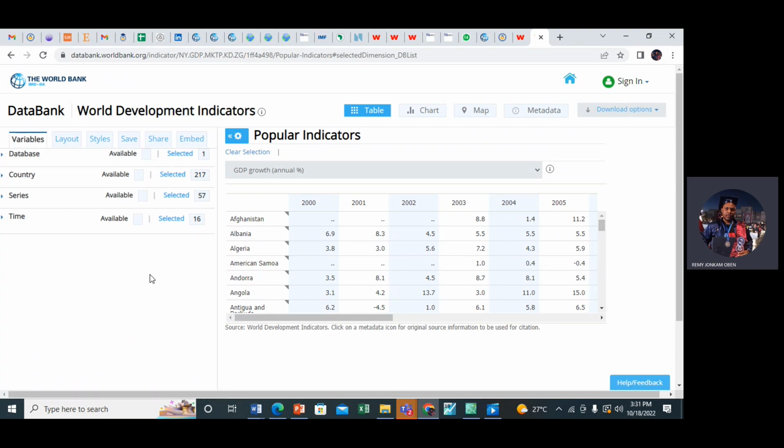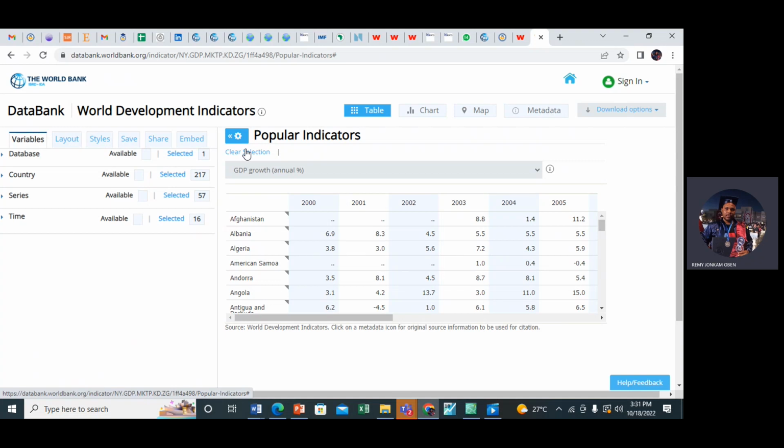When you come to this page, before doing anything, always clear selection, because you have some default data here. I don't know why it always comes, but always come to Clear Selection. Once you click on Clear Selection, all of this has to be cleared, but the network is slow, so I don't know why it's not going. Click Clear Selection. So we have to wait for the selection to clear. So you clear selection.